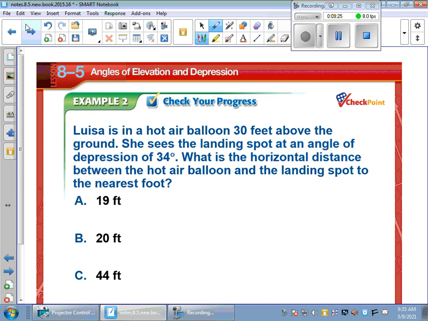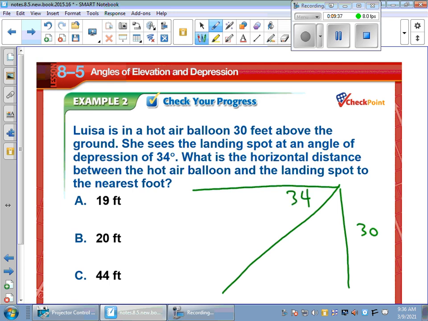Someone's in a hot air balloon, 30 feet above the ground. She sees the landing spot at an angle of depression. So here's the eyesight, here is the angle of depression. That's 34 degrees. What is the horizontal distance between the air balloon and the landing spot? Your horizontal distance is down here. So this is going to be our x.